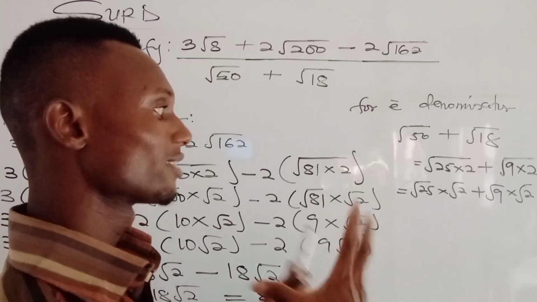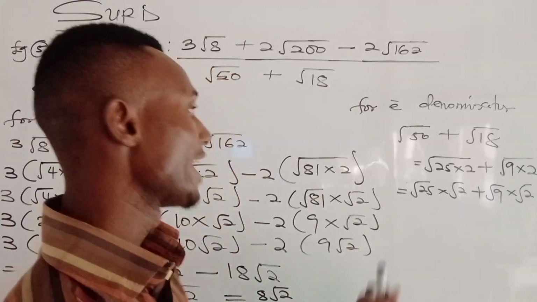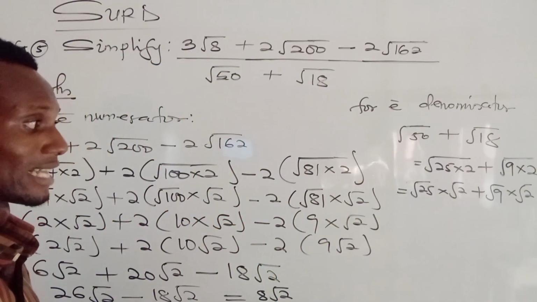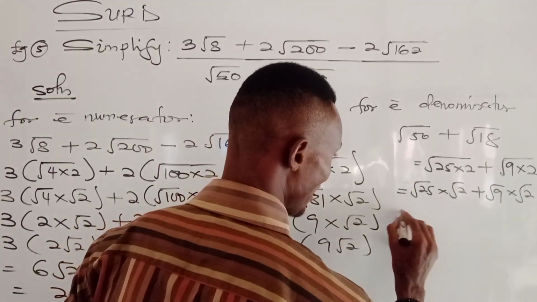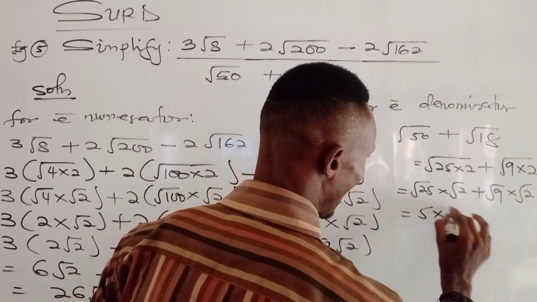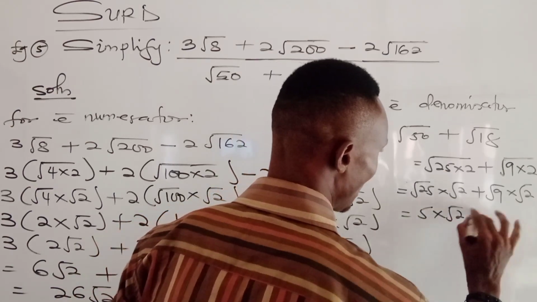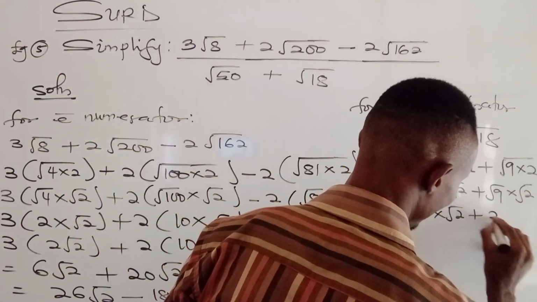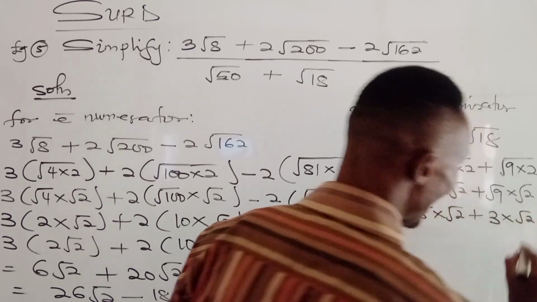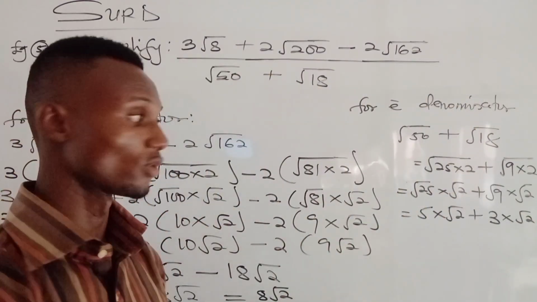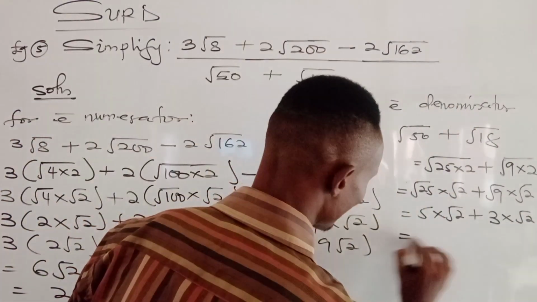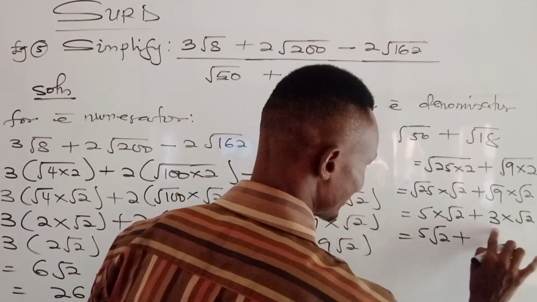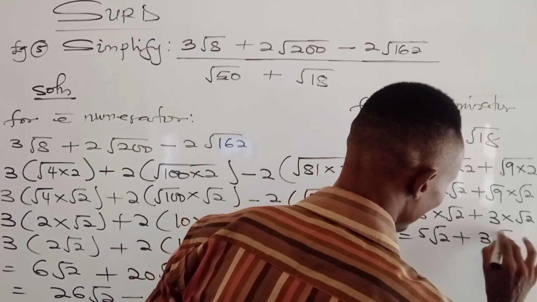Okay, from here we can simplify further. So now the square root of 25, we know the answer. So we are going to write the answer down for square root of 25, which is 5. So I'm going to get 5 times root 2, plus square root of 9, we know the answer, it is 3. So it's going to be 3 times root 2. I hope you understand up to this point. Okay, so now let's multiply. So 5 times root 2 will give 5 root 2 plus 3 times root 2 will give 3 root 2.